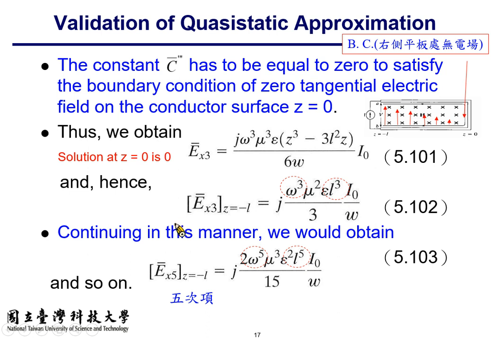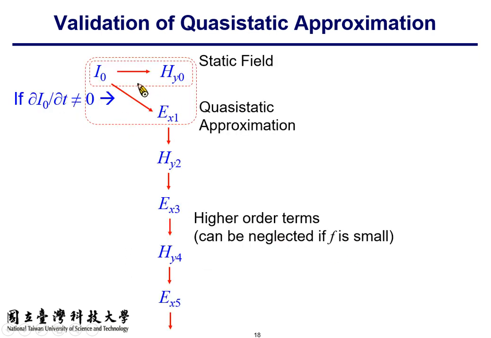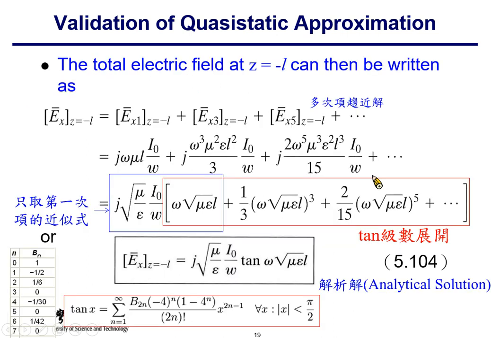In fact, as long as the current source is time variant, meaning the time derivative of the current source I is not 0, then you shall produce EX1 followed by HY2, EX3, HY4, and EX5, so on and so forth. So if you collect all the electrical field terms, EX1, EX3, EX5, you end up with this.